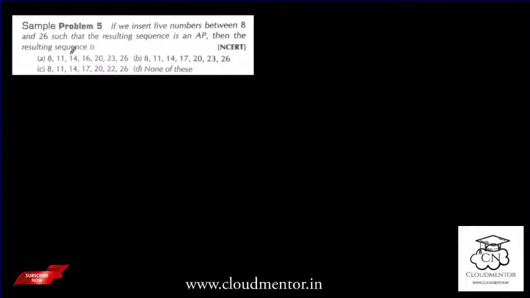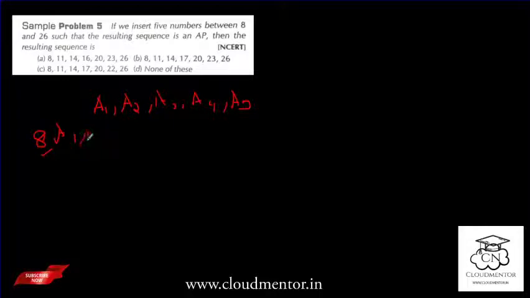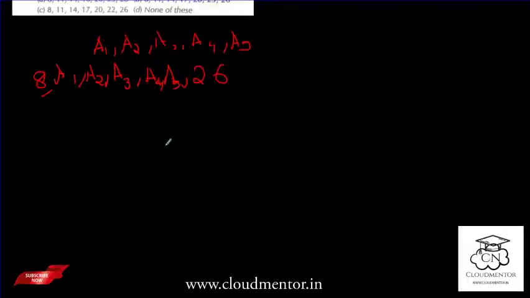If we insert 5 numbers between 8 and 26 such that the resulting sequence is an AP, then the resulting sequence is dash. So we need to find that. Let the 5 numbers or the 5 means be a1, a2, a3, a4 and a5, and then the sequence will be 8, a1, a2, a3, a4, a5 and the last one, that is 26. So now we need to find a1, a2 and a3.